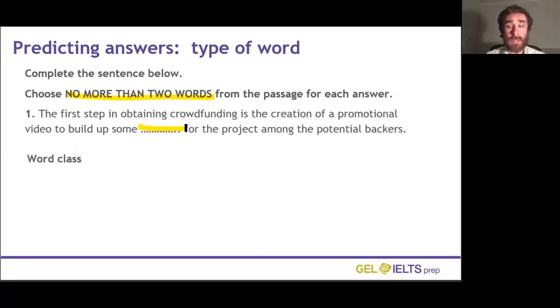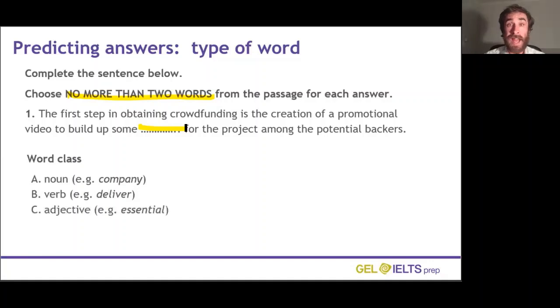The word class could be a noun, for example, accompany. It could be a verb, for example, deliver, or it could be an adjective, for example, essential. It may also be an adverb, but this is less common. Which of these do you think this gap is going to be? Look at the next question below this video and choose the correct option, A, B, or C.